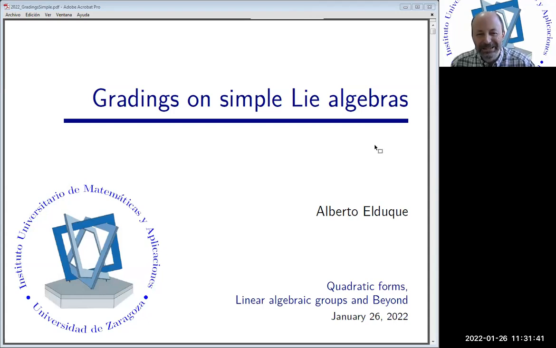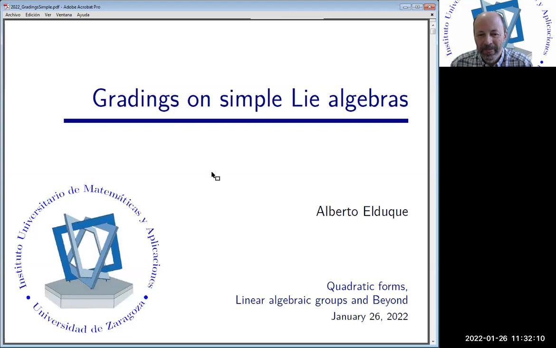Thank you very much. Let me first thank the organizers for the invitation, which I must say came as a surprise because I'm not an expert in quadratic forms. I'm definitely not an expert in linear algebraic groups. And probably I'm not an expert in beyond, or perhaps a part of beyond, if you allow me to say so.